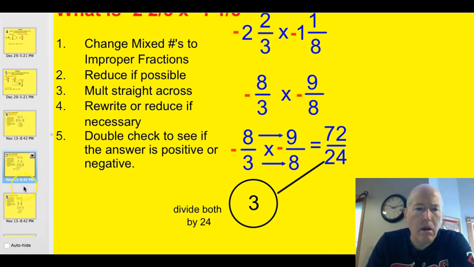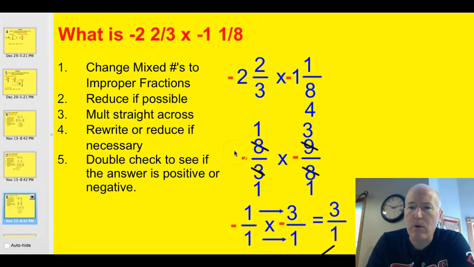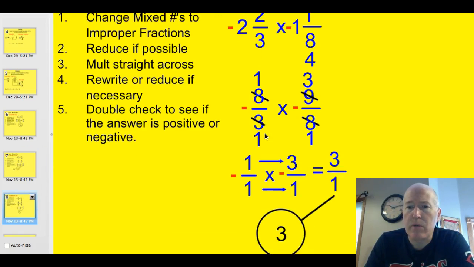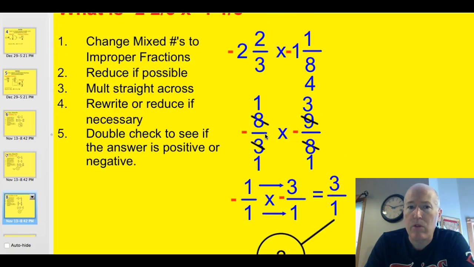Here's that same example where I cross reduce, and this is typically what I like to do because I like to work with smaller numbers. Here's the same problem I set up. Here's my negative 8 thirds. Here's my negative 9 eighths. I divided by 3 here and 3 here diagonally. I divided by 8 here and 8 here.